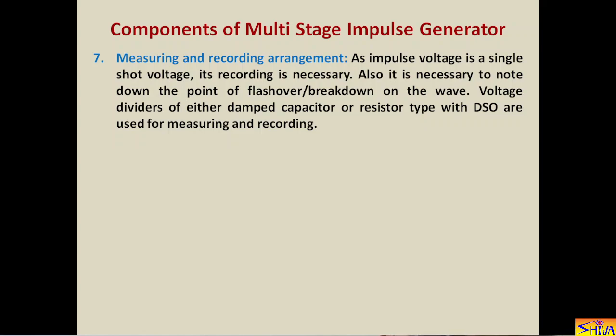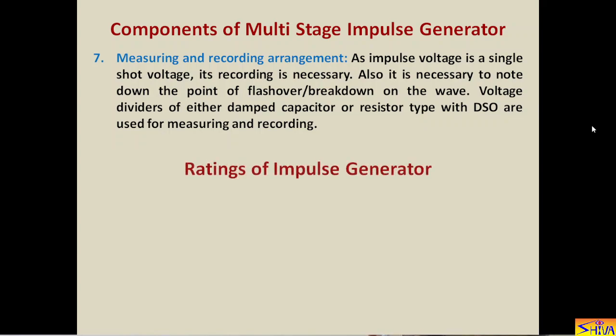Voltage dividers, either damped capacitor or resistor type, with a digital storage oscilloscope are used for measuring and recording. We require low voltage for the DSO, therefore we have to use the potential dividers. So it can be of resistor type or it can be of capacitor type, and then we require a digital storage oscilloscope for recording the waveform.